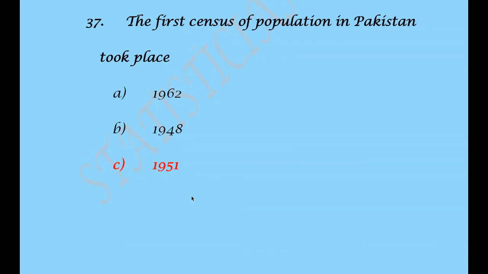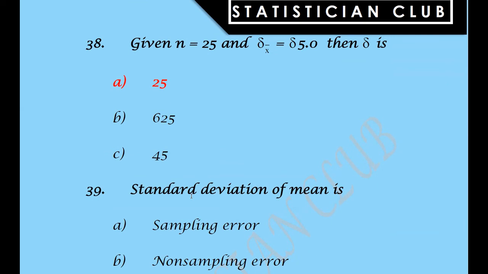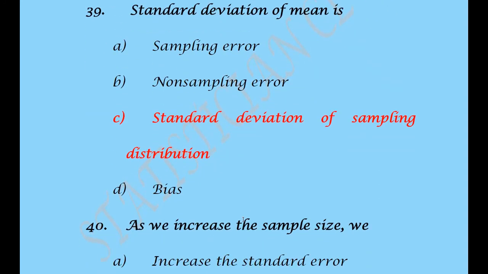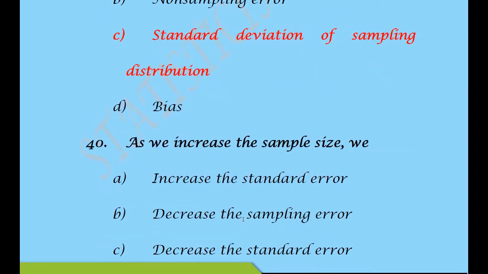The first census of population in Pakistan took place in 1951. If we have small n equal to 25 and sigma x bar equal to 5.0, what is sigma? Sigma x bar is equal to sigma over square root of n. We calculate sigma. The square root of 25 is 5. So when 5 is multiplied with this sigma x bar of 5, the right answer is 25. Standard error of mean is the standard deviation of the sampling distribution.